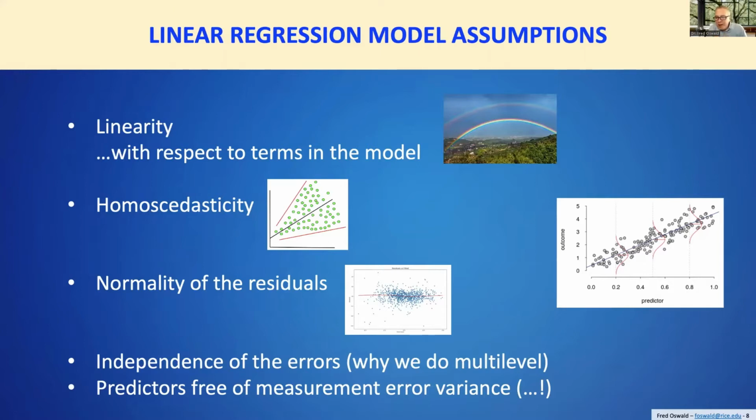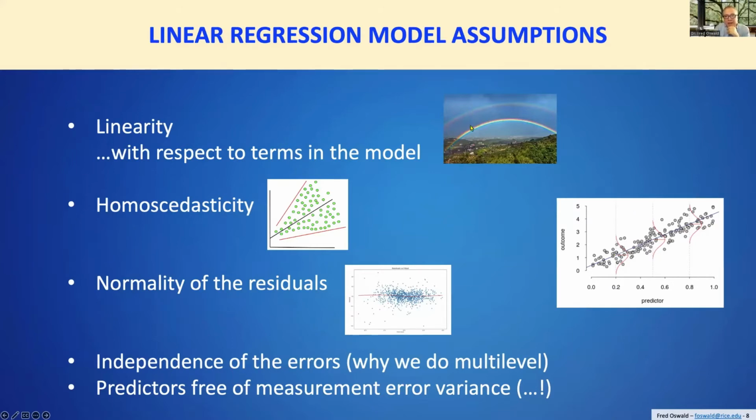Well, it might be the trend, but there are data points off the trend that might need to be taken into account as well, depending on your research question. So linearity is an assumption with respect to the terms in the model. And I added with respect to the terms in the model, that's an important phrase. Linear regression doesn't mean that the relationship necessarily has to be linear, right?